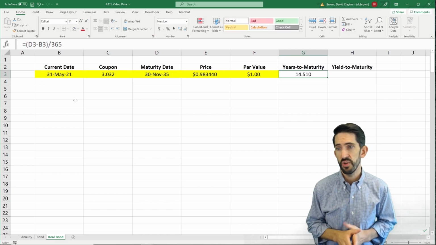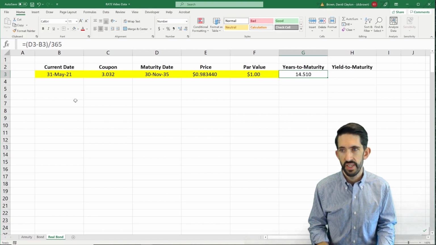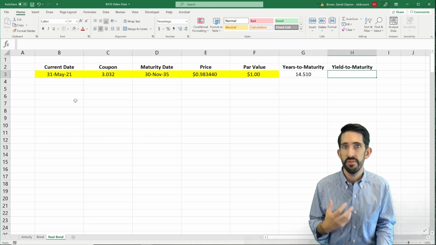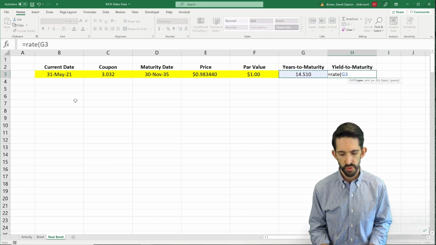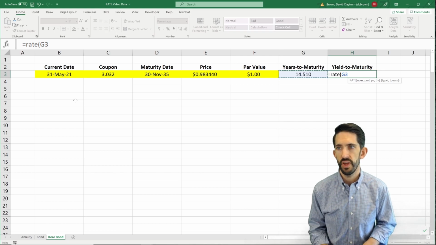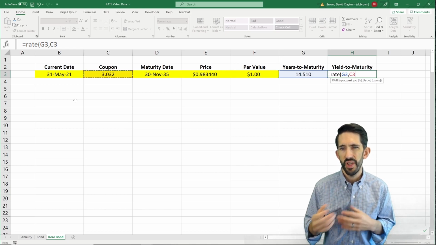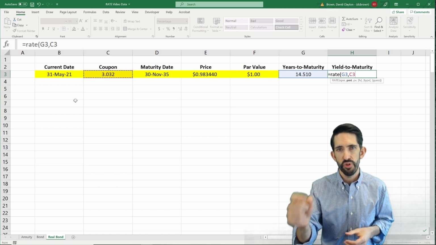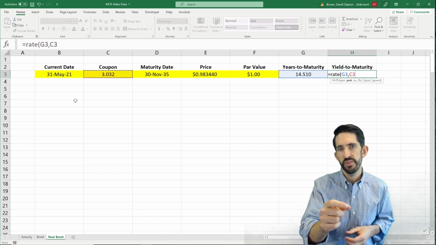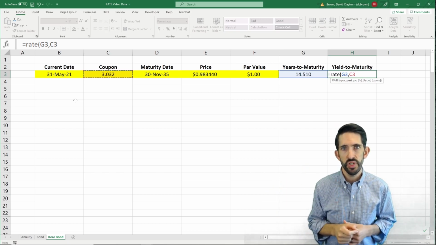All right, so there you see that we have 14.51 years to maturity. Now, once we have that, now we have a term, so we can actually use our rate function. We'll do our number of periods, 14.51. Our rate, or our payment rather, well, we can use our coupon here. But now we have to look at our data and realize that that coupon payment doesn't necessarily line up with our price, because we're not getting $3.03 for every 98 cents that we put in.